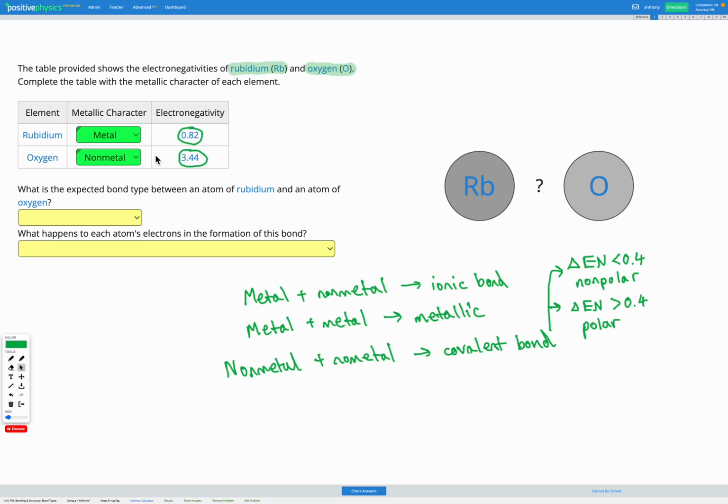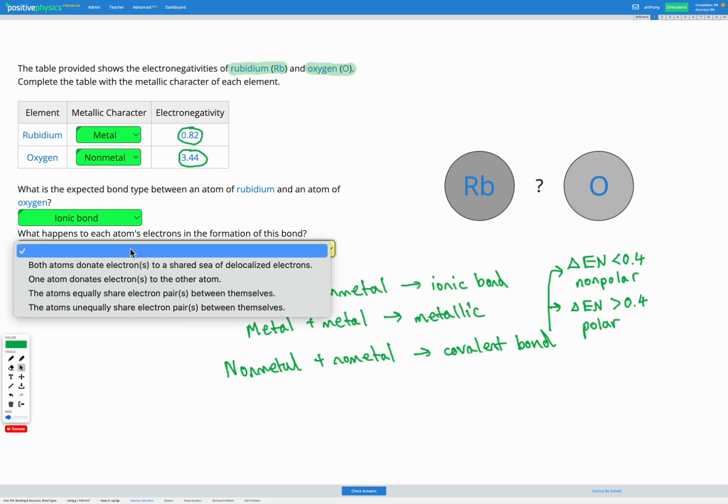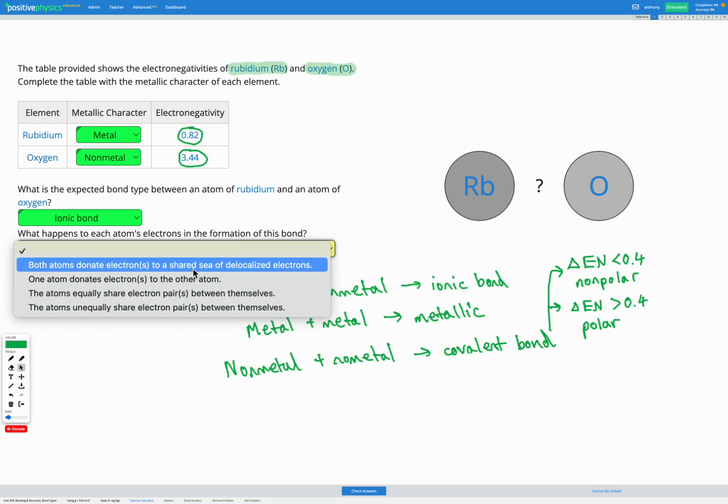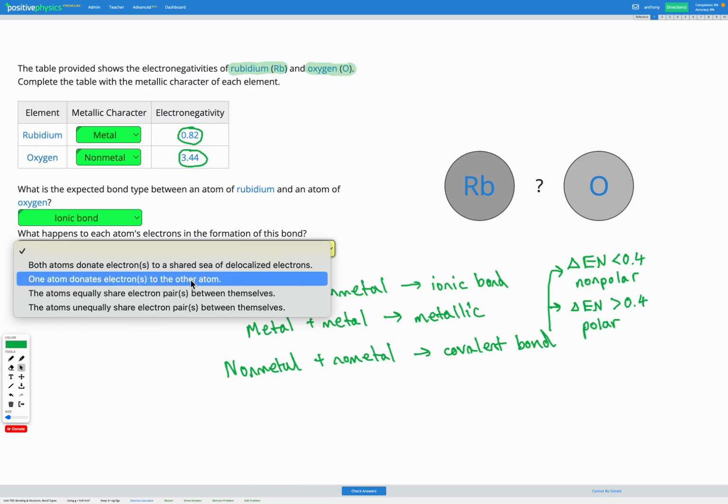So in this case, we had opposite metallic character, a metal and a non-metal, with a very large difference in electronegativity. That causes an ionic bond to form. What happens in the formation of this bond? One atom donates electrons to the other atom. They don't get shared between them. They don't form a sea of electrons as they would with two metals.